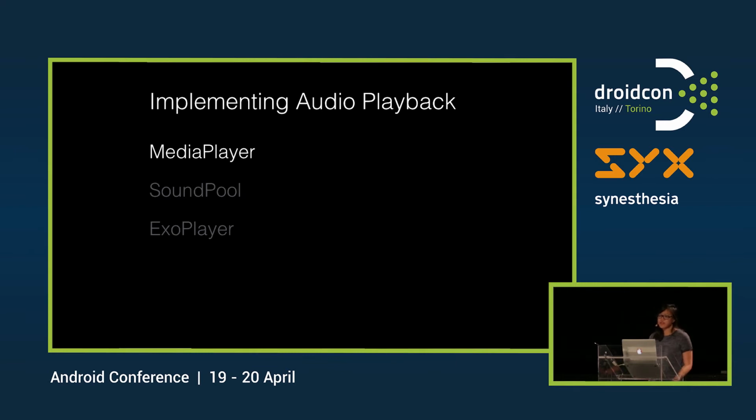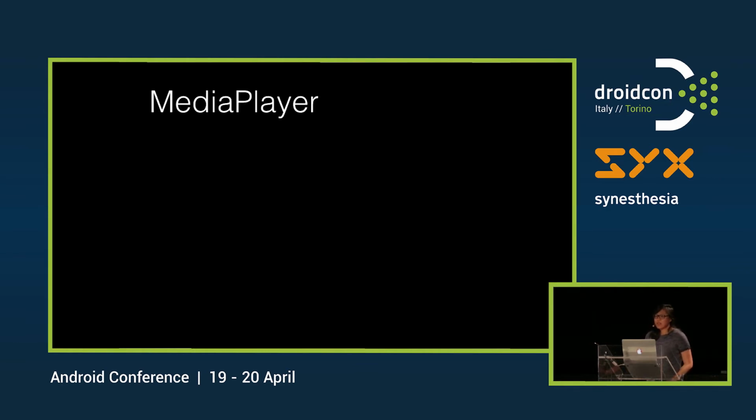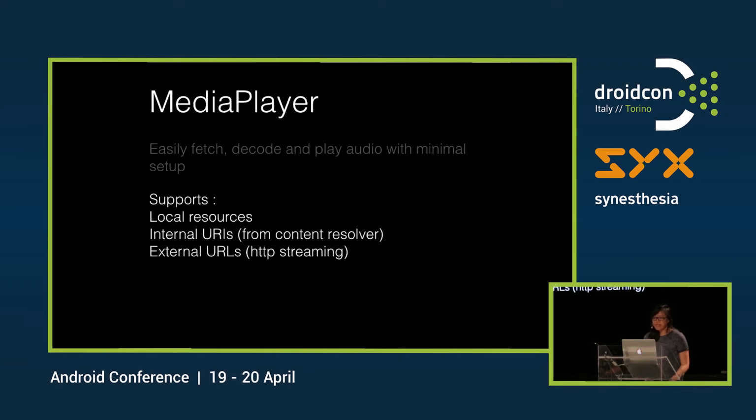So the first one I looked into was the MediaPlayer. This seems to be the most popular option and the easiest option for when you want to play audio files or any kind of media. MediaPlayer is great in the sense that you can easily fetch, decode, and play audio with minimal setup. It's about 5 lines of code and you can play a sound file so easily. The great thing is that it supports local resources, or you could use internal URIs or external URIs if you're doing some HTTP streaming.